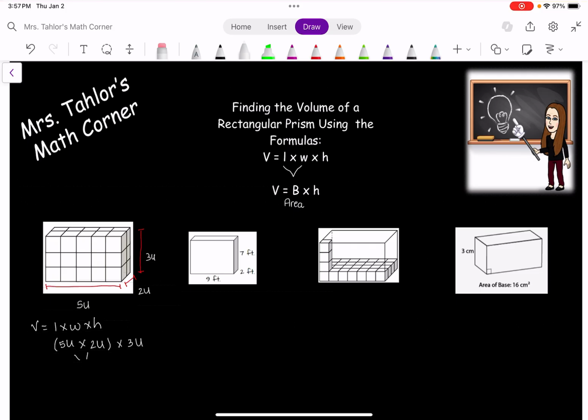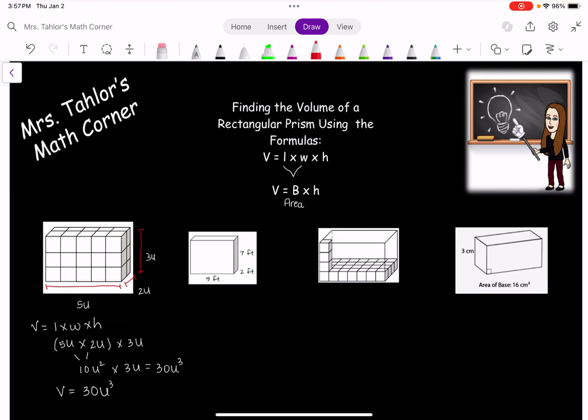So 5 units times 2 units is 10 units squared. It's squared because it's two-dimensional, length times width. And then I go ahead and multiply this by the 3 units of height. When I do this, I get 30 units cubed. And that's my volume. So volume, in this instance, equals 30 units cubed. The units are cubed because they are three-dimensional. Length times width times height.